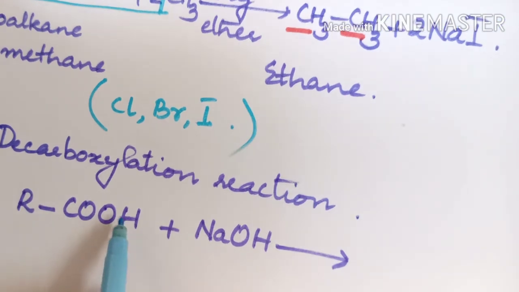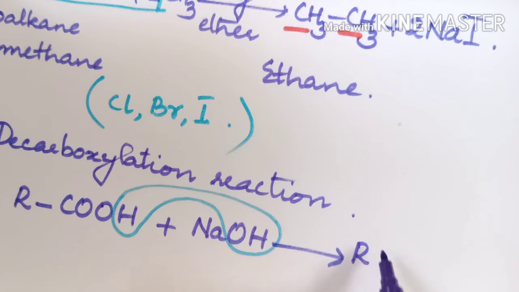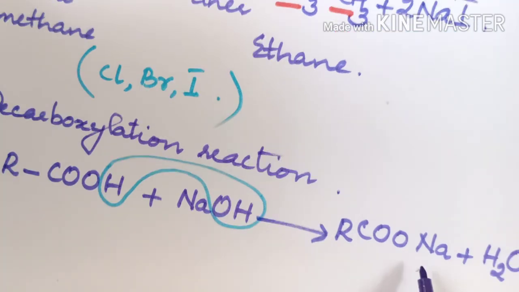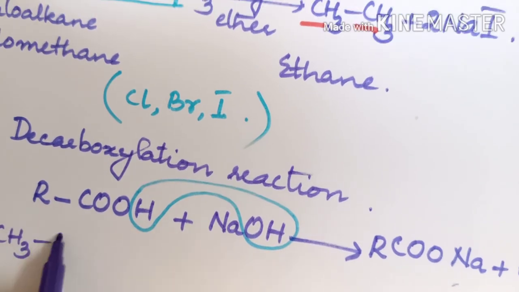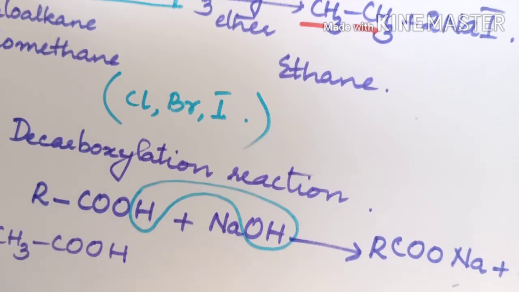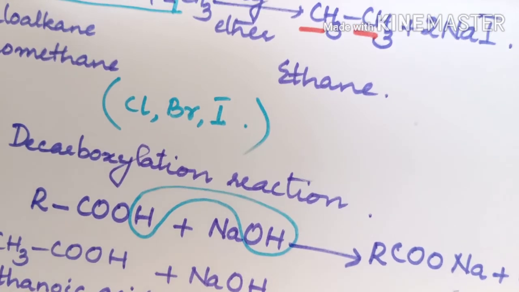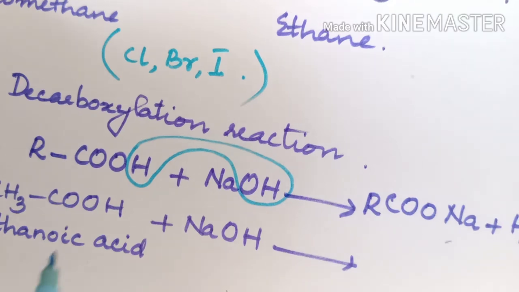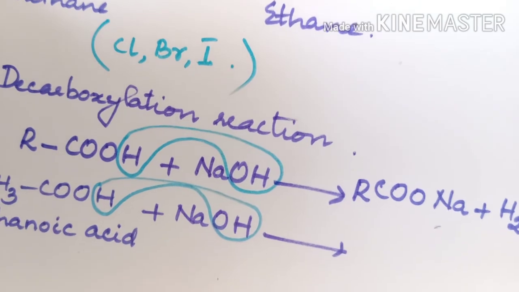How is the reaction proceeding? H of the acid reacts with OH of the base and it results in RCOONa plus H2O. What is this RCOONa, which is known as sodium carboxylate? So suppose we have taken CH3COOH. What is the name of this compound? This compound is named as ethanoic acid. This ethanoic acid, when treated with sodium hydroxide, we get the sodium salt of ethanoic acid, which is known as sodium ethanoate. Here, H of the acid reacts with OH of the base, resulting in the removal of water.